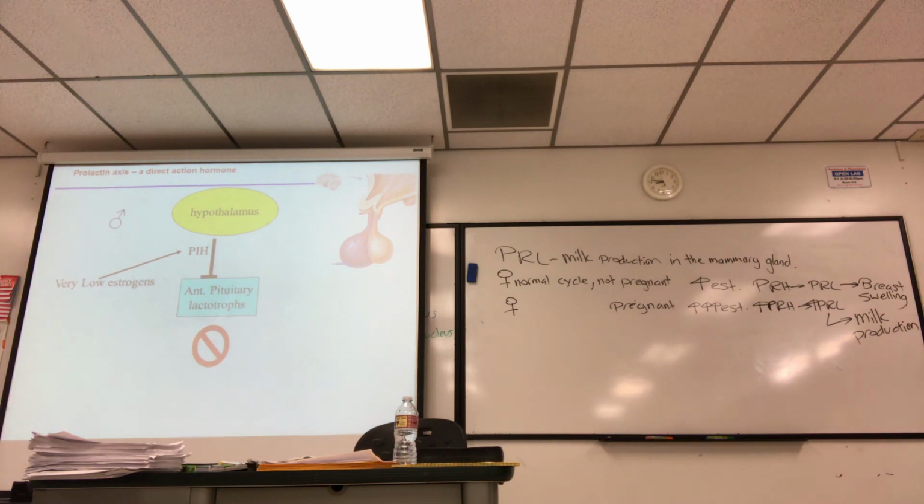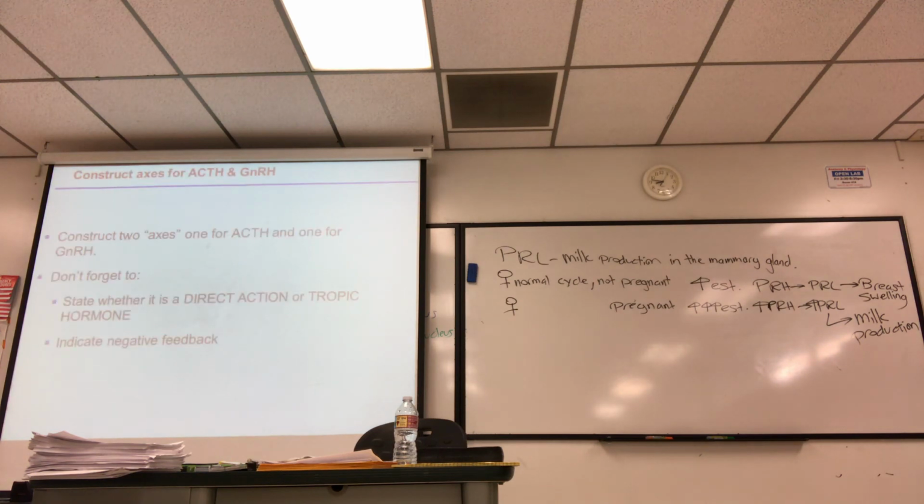Now I'm not going to do all of them because I remember years ago making these slides. I'm like making these slides to death, and I'm like, you know what? This first week, I want to leave something for you to do. I didn't do the axis for ACTH or GnRH. If you're following this, and I think many of you are, do them on your own. You're responsible for it, and state whether it's direct action or tropic, indicate negative feedback. Look it up in your book, okay?